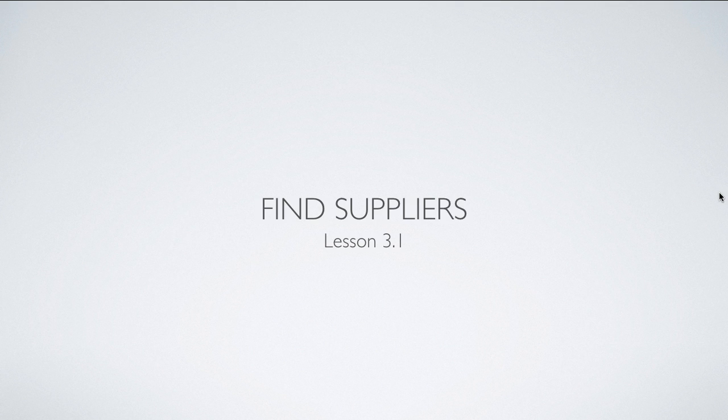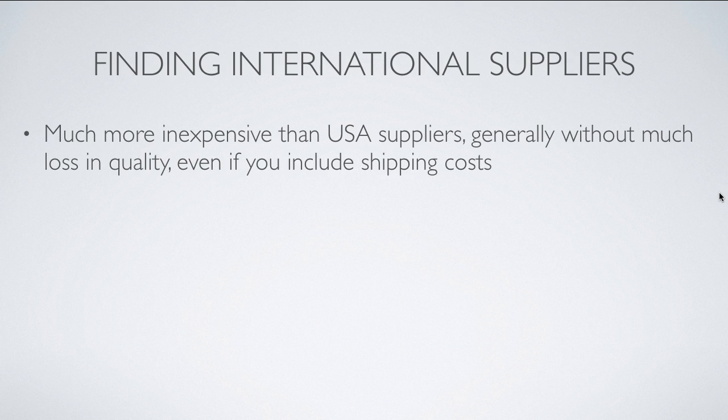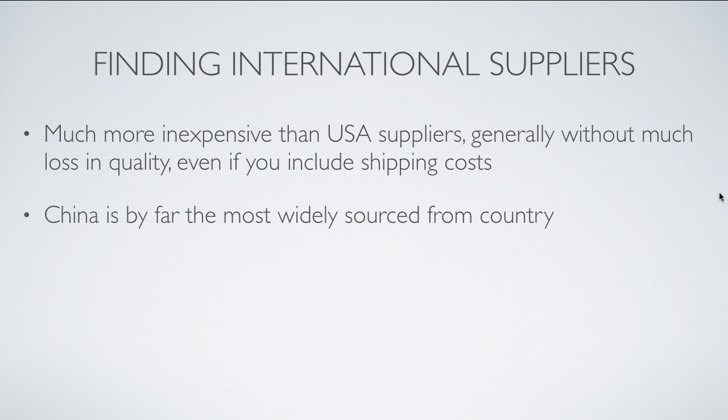So in this lesson, again, find suppliers. This is lesson 3.1. We're going to be talking about finding both international suppliers first, and secondly, how to find suppliers in the US. So let's first get into finding international suppliers. First, international suppliers are much more inexpensive than USA suppliers, generally without much loss in quality, even if you include shipping costs. Okay, so it's just much cheaper to go with international suppliers versus USA suppliers, and you're not really giving up too much in terms of quality.